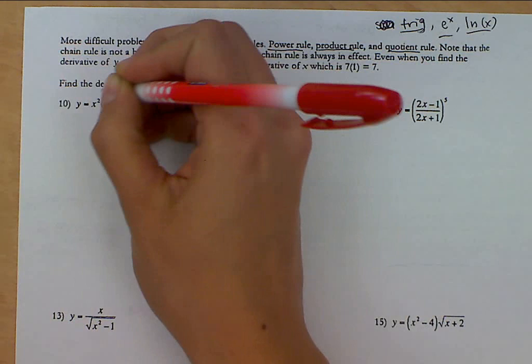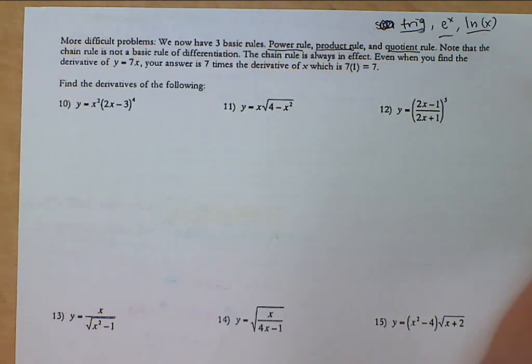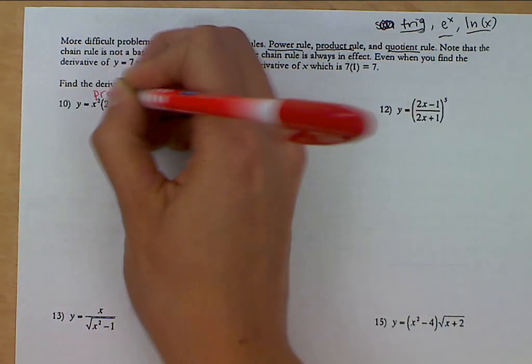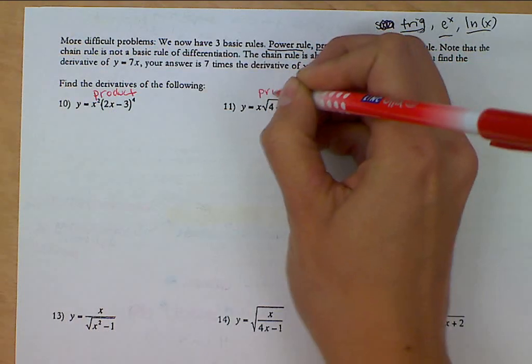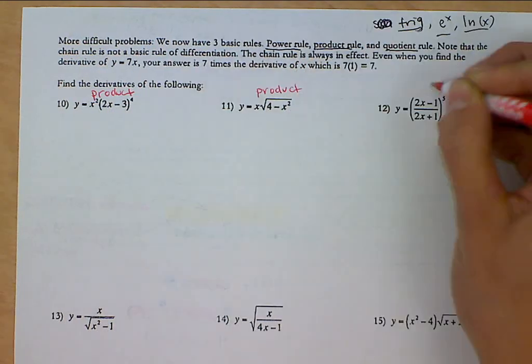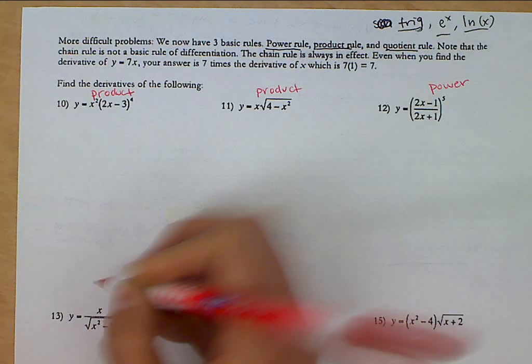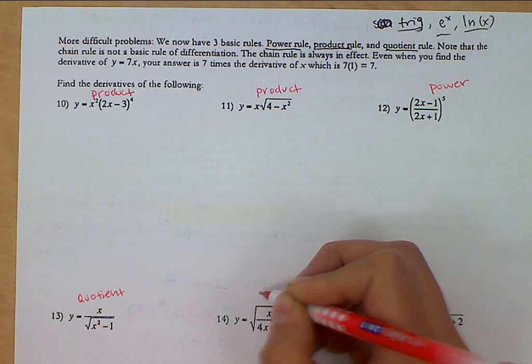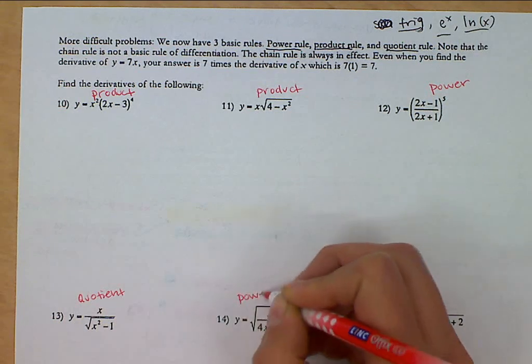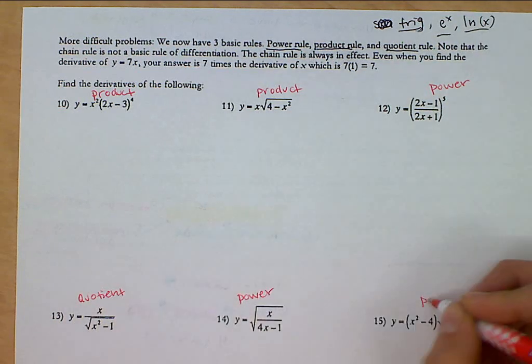Okay, so I will now quickly label them. This first one is product. The second one is also product. This is the power rule. This is a quotient. This is a power rule, actually. And this is a product.